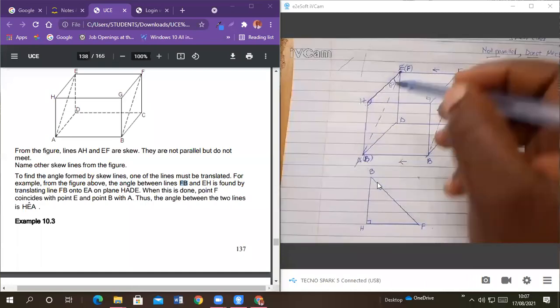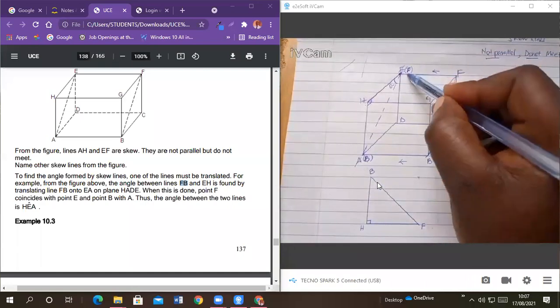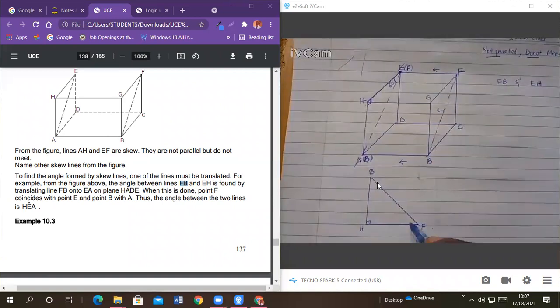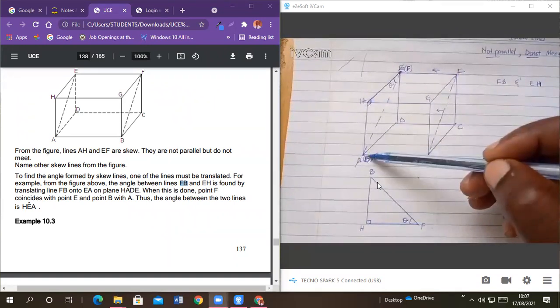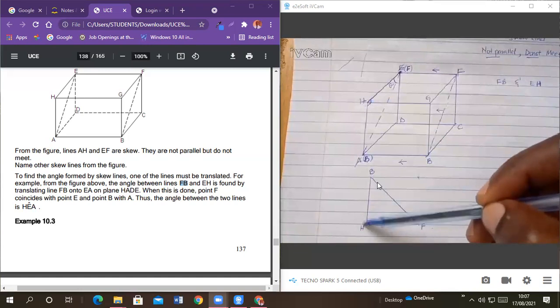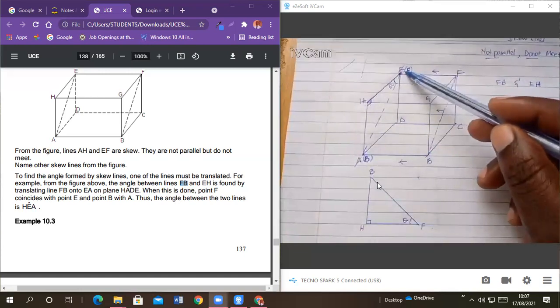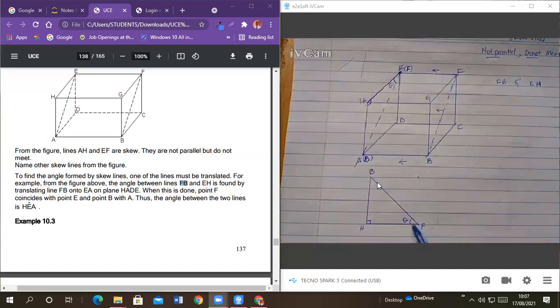So where is the angle? The angle is at F. So if I know HB, I can put it here. If I know HF, I can put it here and I find the angle theta. Are we together, members?